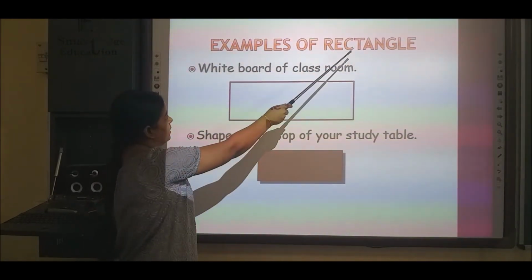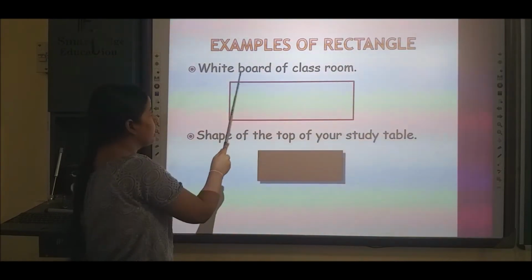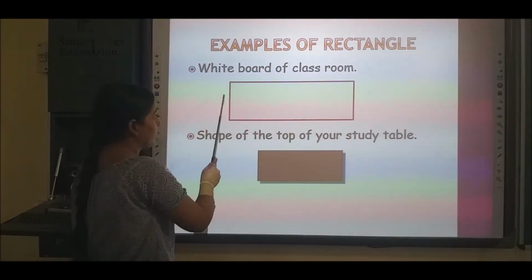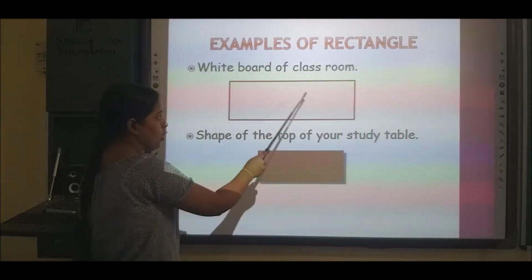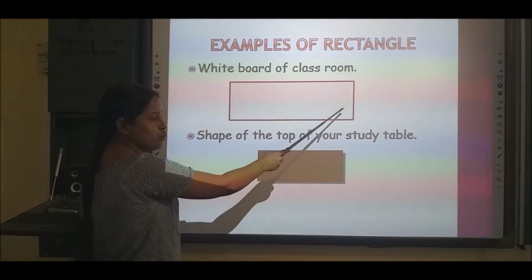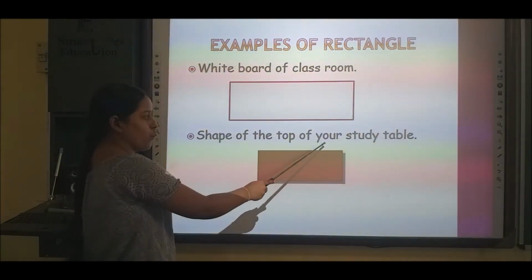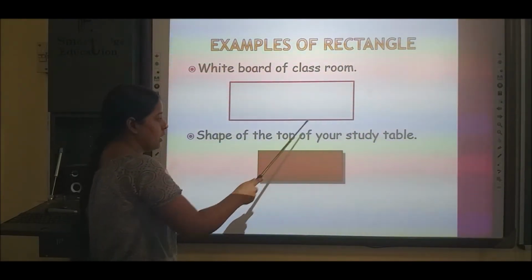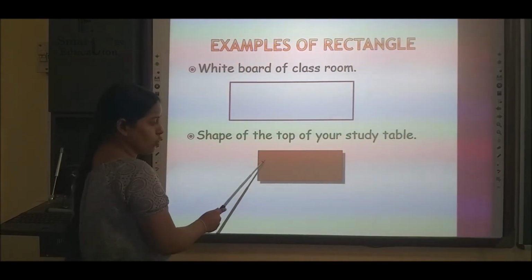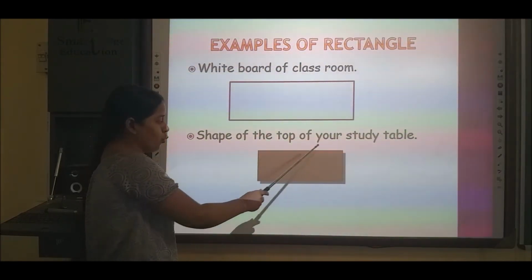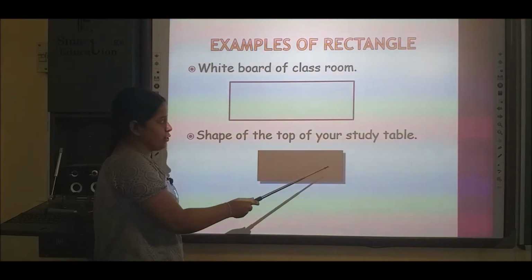Examples of rectangle. First example is the whiteboard of the classroom. This is the whiteboard of the classroom. It also has a rectangle shape. 4 lines, opposite lines are equal to each other. Next example is the shape of the top of your study table. Your study table looks like this. This is also a rectangular shape. 4 lines, both opposite lines are equal to each other.